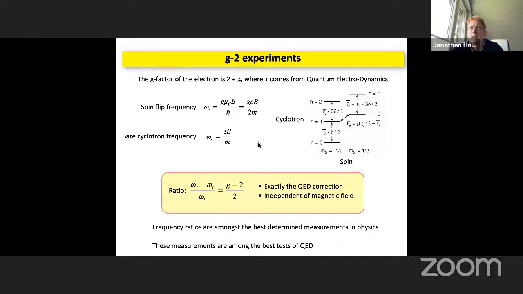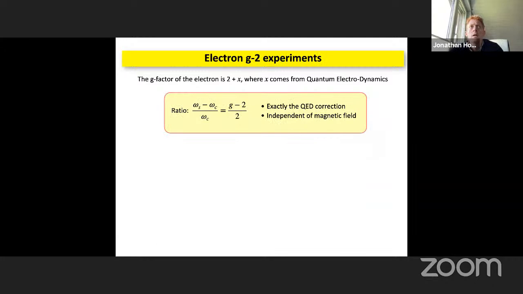In these cases here, it has to be a measurement of the bare cyclotron frequency and the spin flip frequency. These measurements are made at the level of 10⁻¹² or so, but still it's a remarkable precision you can make in terms of the accuracy. So this is the starting point.